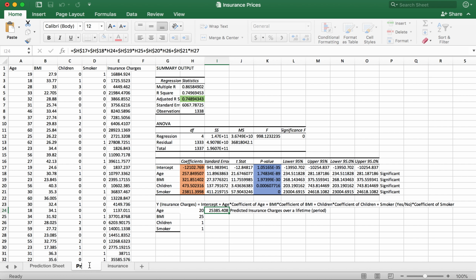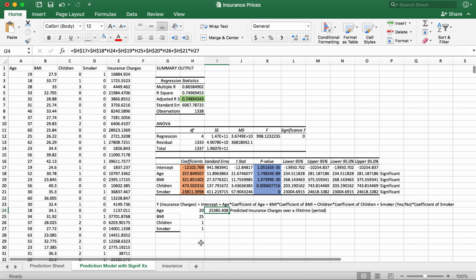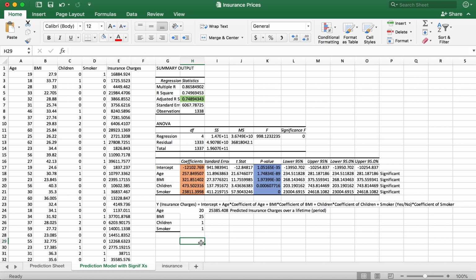So this is your prediction model with significant X's, and we'll keep it there. And that's your entire set.